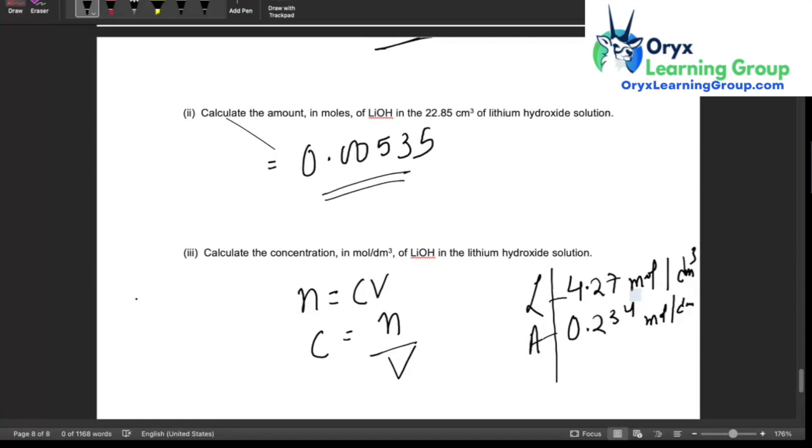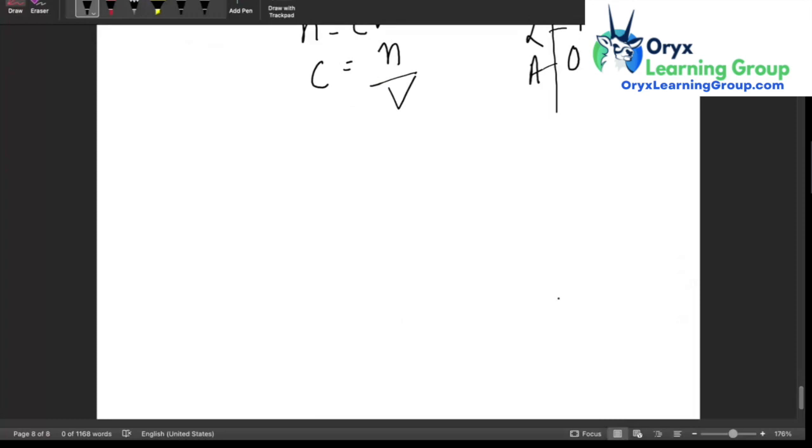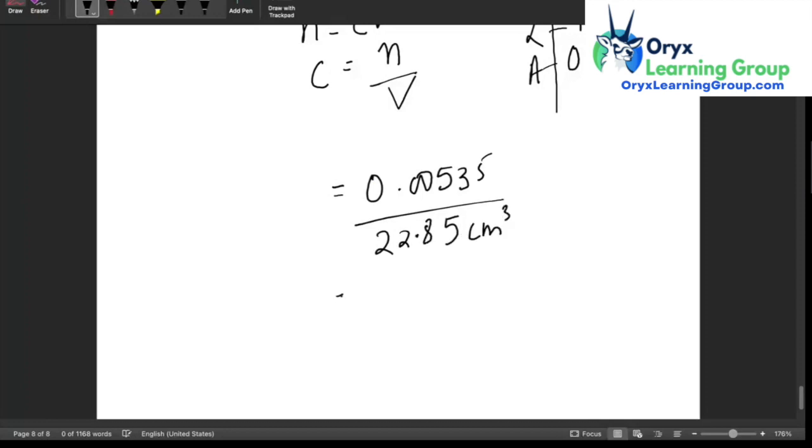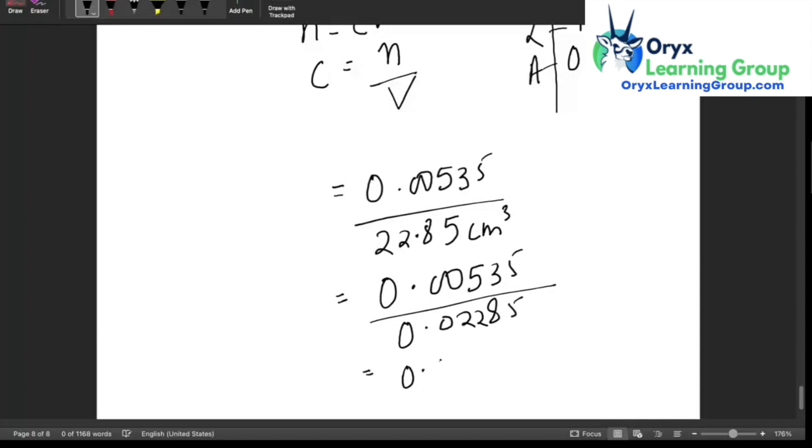So how do we do it? Concentration is equal to n by V. So what is the number of moles? Number of moles is 0.00535, right? So we substitute the value. So it will be 0.00535. And what is the volume? Volume is 22.85 cm cube, right? When we have to convert it to dm cube, we have to divide it by 1000. So this will be 0.00535 divided by 0.02285, and then you will get the answer, which is 0.234 moles per dm cube.